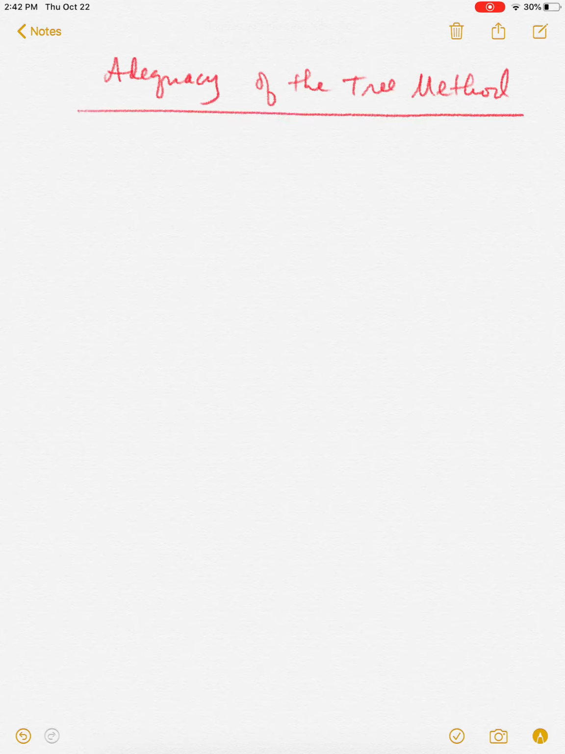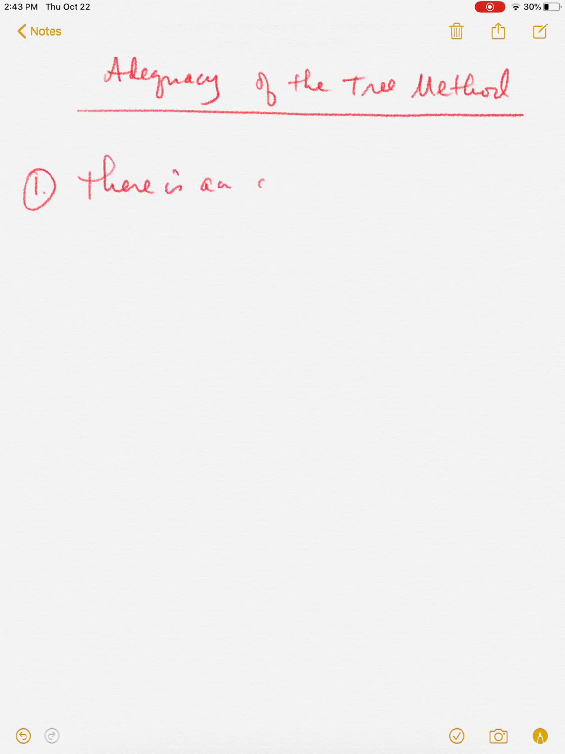So just to remind you, this is the handout called the adequacy of the tree method. To prove that the tree method does what we're using it to do, that it's adequate for the purposes that we're using it, we saw that we wanted to prove this proposition.